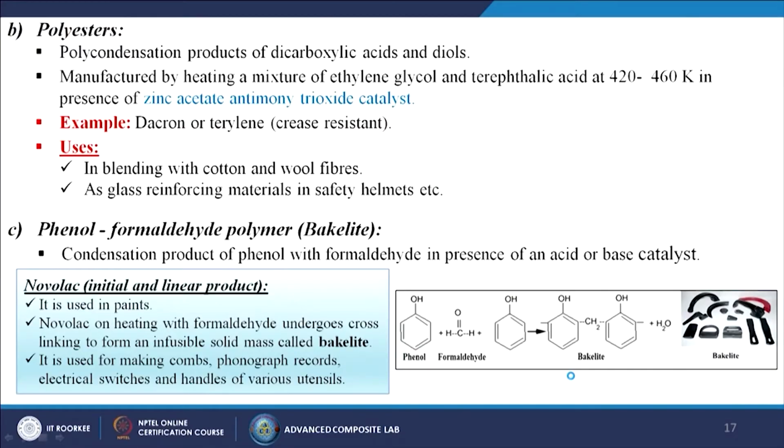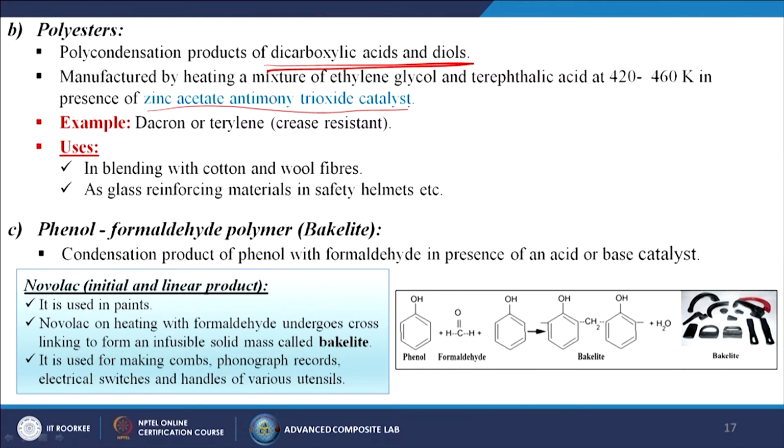Then another example is the polyesters. From the name itself we can assume that they are polycondensation products of dicarboxylic acids and diols. It is manufactured by heating a mixture of ethylene glycol and terephthalic acid at 420 to 460 Kelvin in the presence of a zinc acetate and antimony trioxide catalyst. Examples are Dacron or terylene.